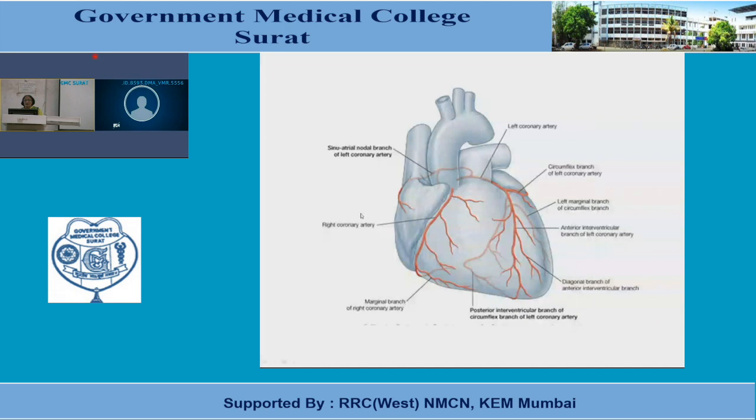This is the right coronary artery from the right anterior aortic sinus, and this is the left anterior aortic sinus, and the posterior aortic sinus. This is the left coronary artery, between the pulmonary trunk and the left auricle. Now this is the right atrium, this is the right ventricle, this is the left ventricle.